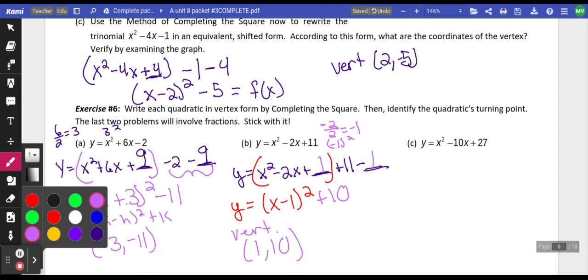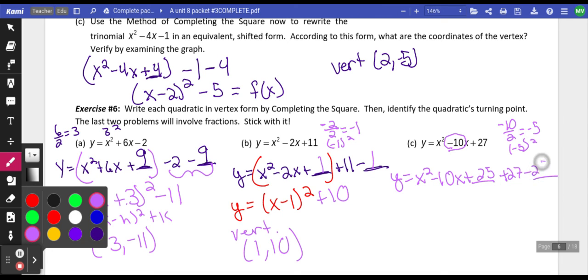Letter C. Again, it's y equals x squared minus 10x plus something plus 27 minus the same number. To find the number, I take my b, negative 10, divided by 2 gives me negative 5, which I then square. So I add 25 and subtract 25. Take this trinomial and I factor it. So that's x minus 5 squared plus 2. So the vertex is (5, 2).